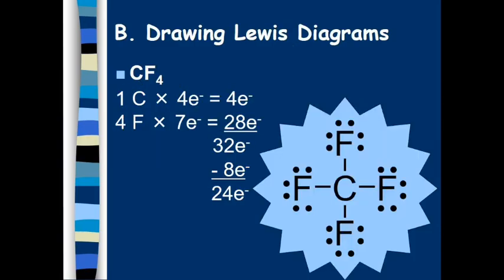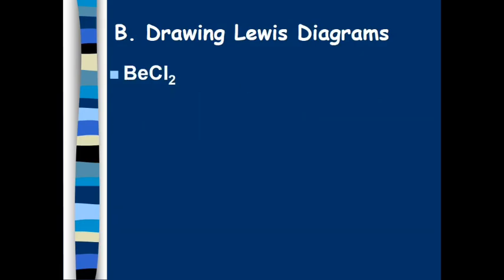So that's what the final looks like right there, which is what we had drawn. Let's go look at another example. Beryllium chloride, so BeCl2. Again, our first step is count up all of your valence electrons.